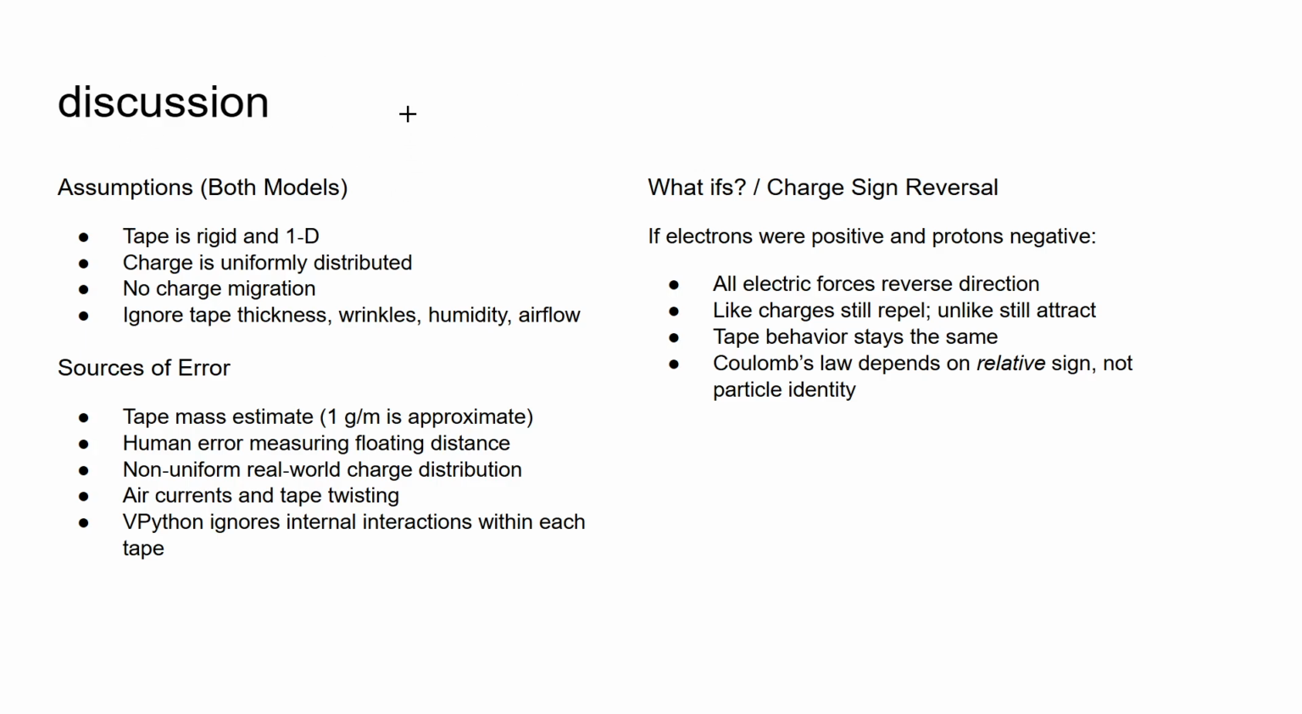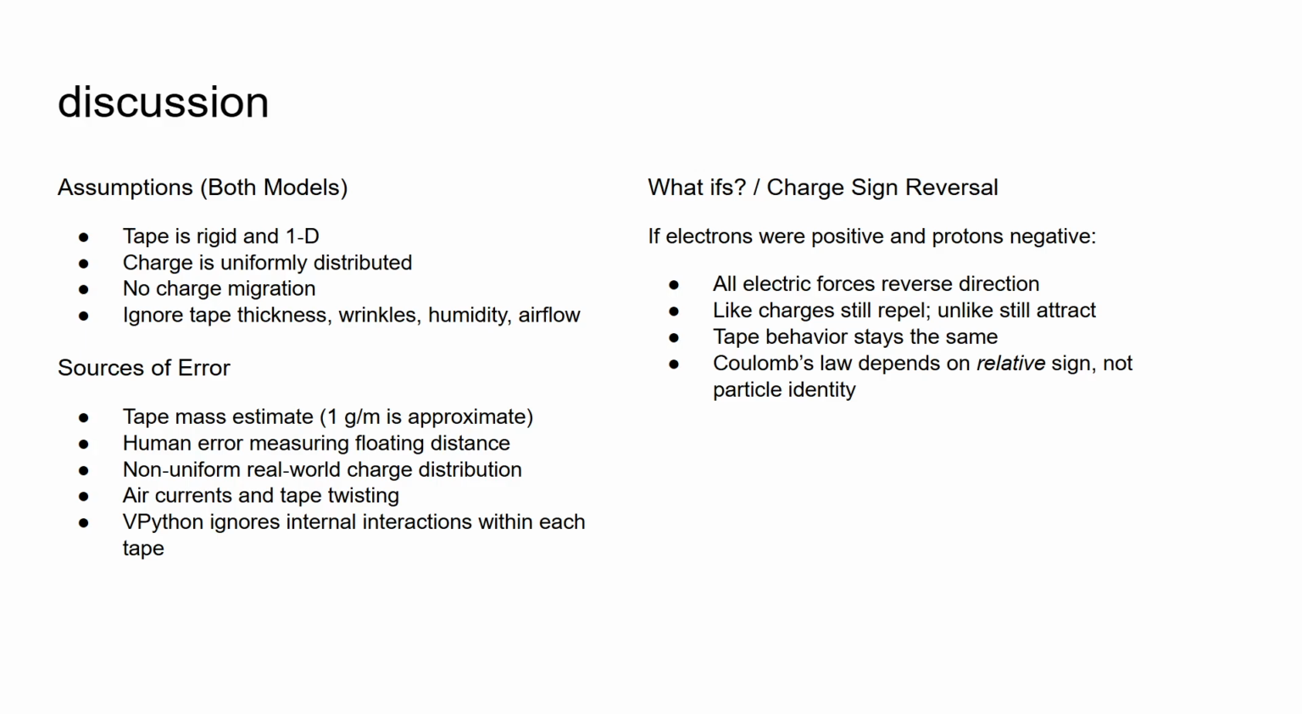Discussion. Assumptions for both models are the tape is rigid in 1D, charge is uniformly distributed, no charge migration, and ignores tape thickness, wrinkles, humidity, and airflow. Some possible sources of error are tape mass estimate, human error measuring floating distance, non-uniform real world charge distribution, air currents and tape twisting, and VPython ignores internal interactions within each tape.